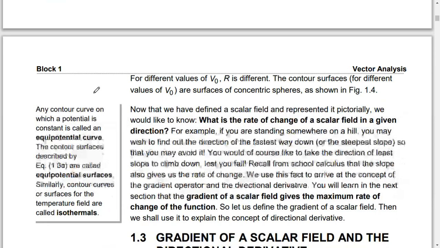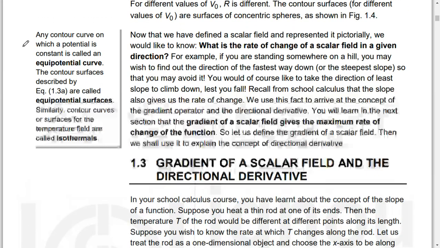For different values of V0, r is different. The contour surfaces for different values of V0 are surfaces of concentric spheres as shown in the figure. Any contour curve on which a potential is constant is called an equipotential curve. The contour surfaces described by equation A are called equipotential surfaces. Similarly, contour curves or surfaces for the temperature field are called isothermals.